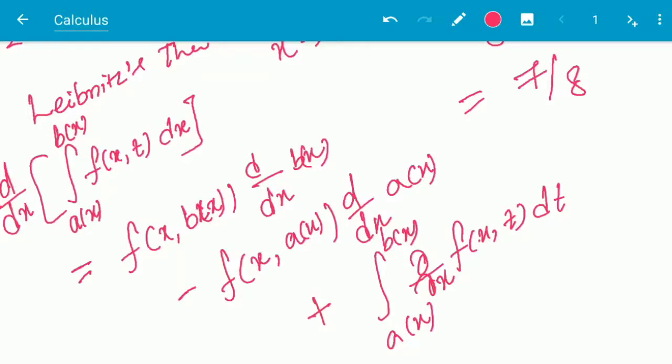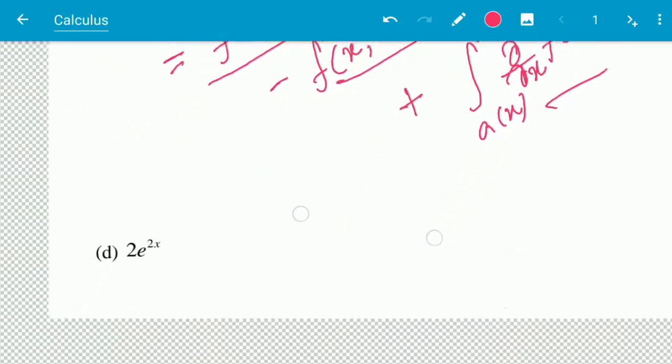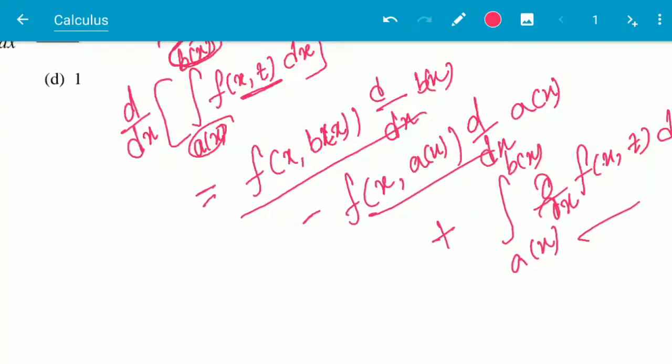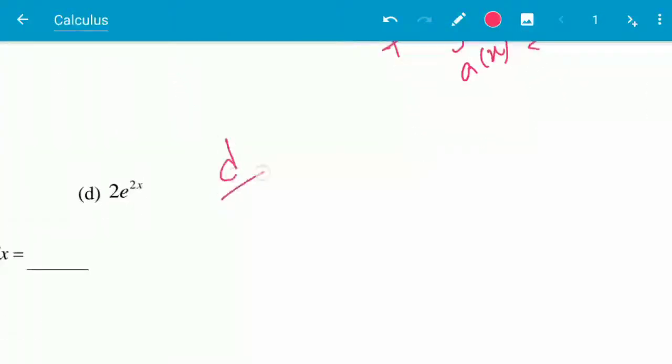If a and b are both functions of x and x is also inside the integrand, the formula is so long. If we consider a and b as two constants, then the formula will be reduced to the integral from a to b, where a and b are both constants.